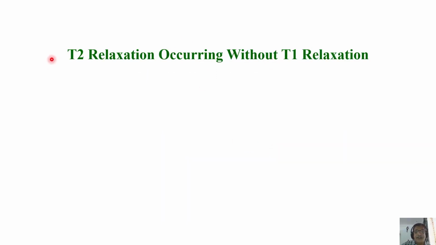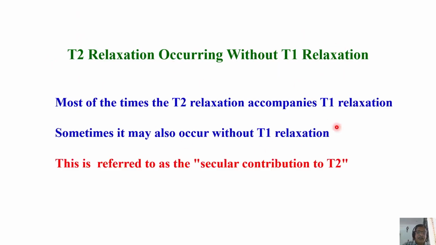T1 relaxation occurs, T2 relaxation without T1 also. That's what I said. T1 relaxation causes T2, but T2 can happen without T1 also. For example, most of the time, T2 relaxation accompanies it. Sometimes without T1 it happens. This is referred to as secular contribution to T2. It's a technical word. Don't worry. Remember, when T1 contribution happens to T2 relaxation, it is called T1 in T2. T2 happening on its own without T1 is called secular contribution to T2.